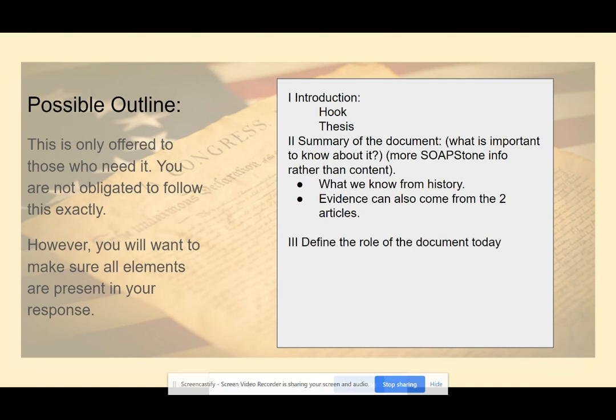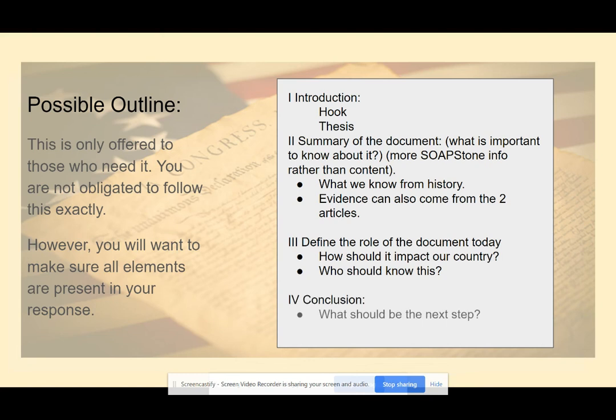Number 3, define the role of the document today. This is where you're actually now going to discuss what people should do with that DOI. How should it impact our country? Who should know this? And then your conclusion should be, what is the next step? What do you want your audience to do with this information? So that is the basic outline.